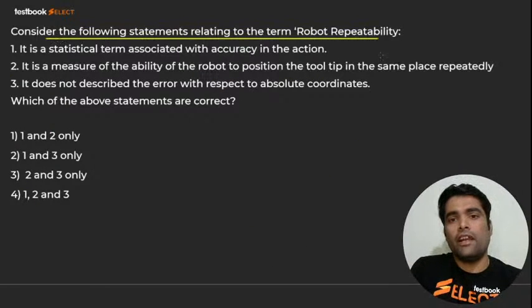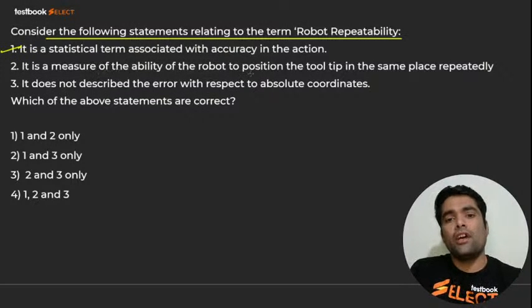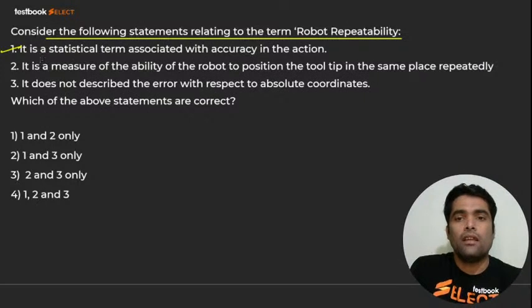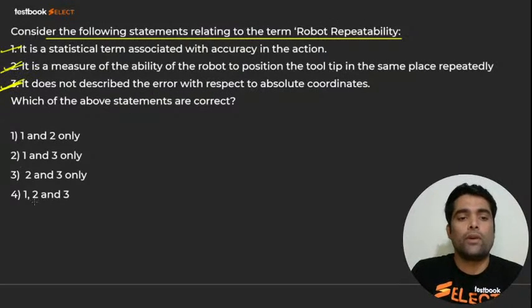Consider the following statements relating to the term robot repeatability. It is a statistical term associated with accuracy. It measures the ability of the robot to position the tool tip in the same place, that is precision, so it is also correct. It does not describe the error with respect to absolute coordinates, which is accuracy. That is also correct. So 1, 2, 3 are correct.